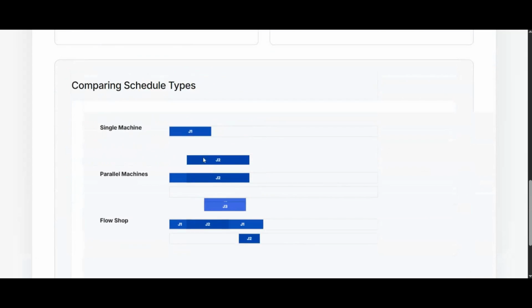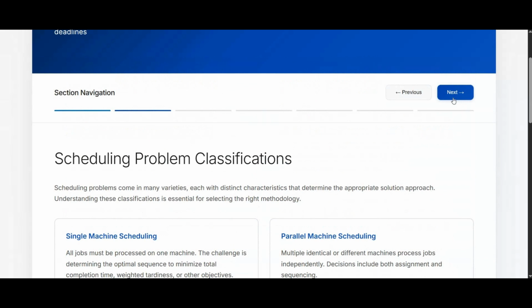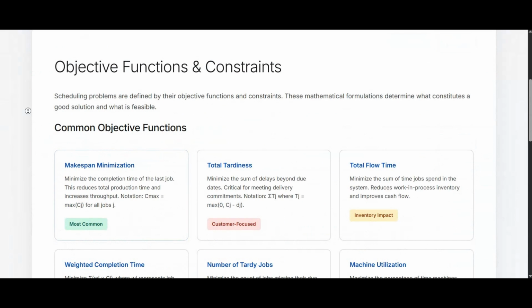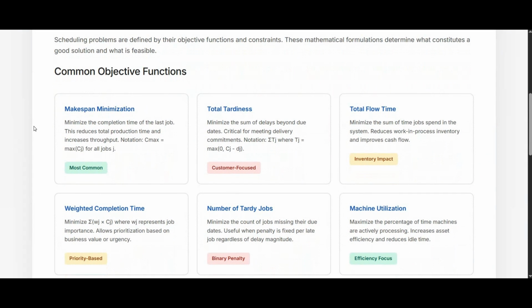Okay, and here we can compare schedule types: single machine, parallel machines, and flow shop. Okay, objective functions and constraints.